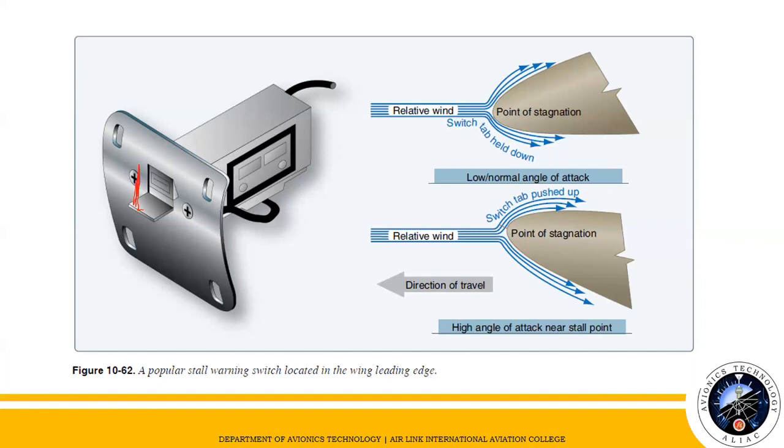So, as the AOA increases, the point of stagnation moves down. So, the divergent air flows up and over the wing, now pushes the tab upward to close the switch and complete the circuit to the horn or light. Sorry, baliktad. Okay.